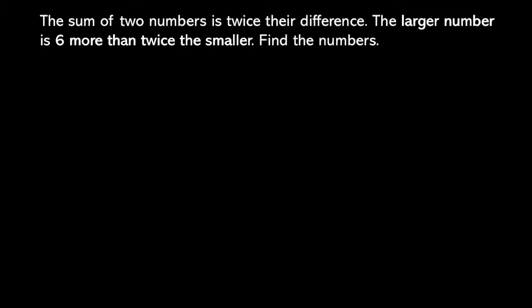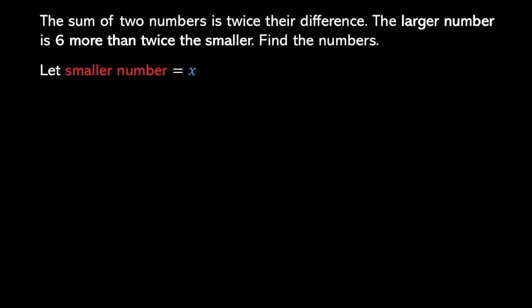The sum of two numbers is twice their difference. The larger number is 6 more than twice the smaller. Find the numbers. The first skill needed to solve word problems is translating English phrases into mathematical expressions. As much as possible, we would like to represent everything with a single variable. In this problem, let us represent the smaller number with x.